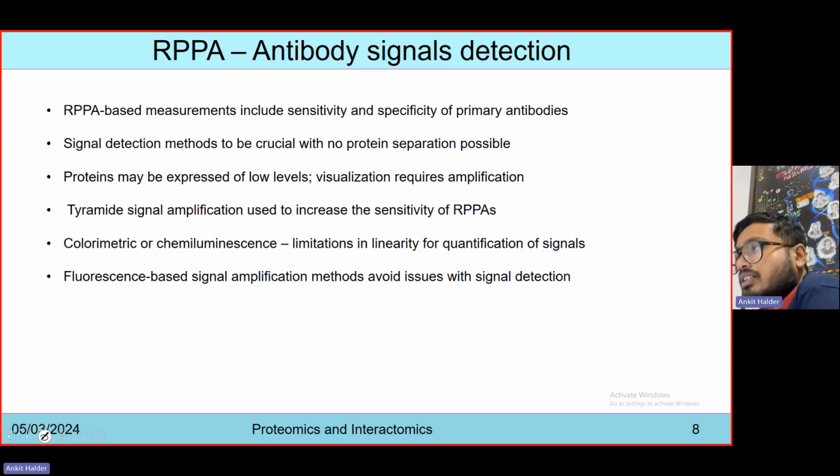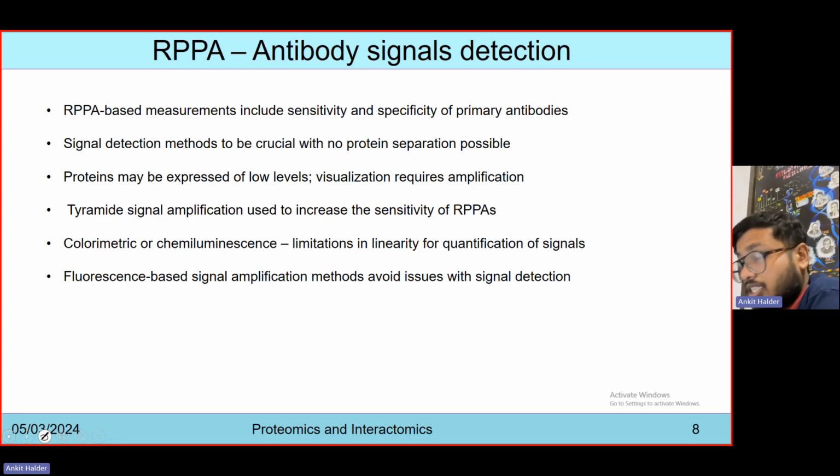So what does antibody signal detection mean for reverse phase protein arrays? I am repeating once again: for reverse phase protein arrays, the two most important things are, first, the samples. The samples should be prepared in such a way that they have maximal efficiency of extracting out the proteins but minimal interference with the signals. For that, different kinds of lysis buffers are used. Some are common, some are used specifically for a particular sample type, because not all sample types behave the same. Second thing is antibody.